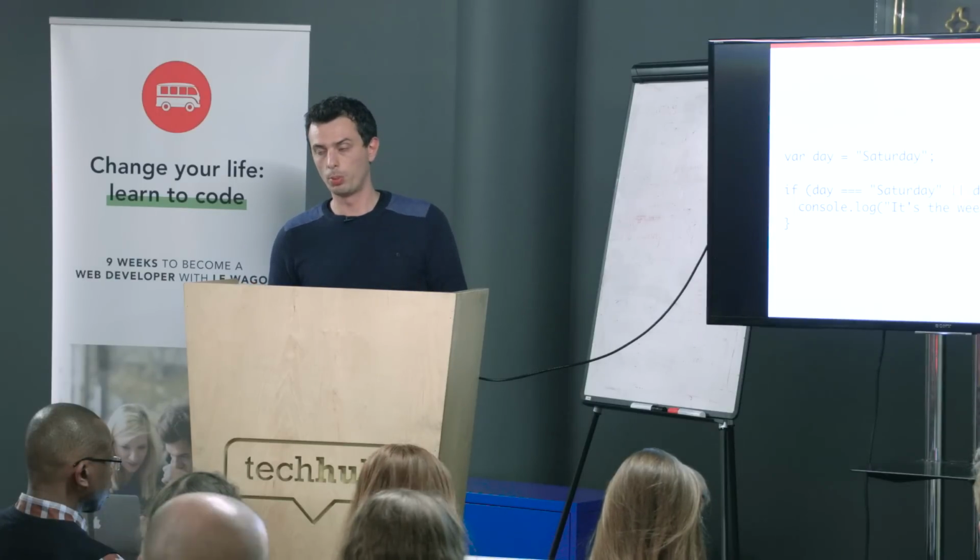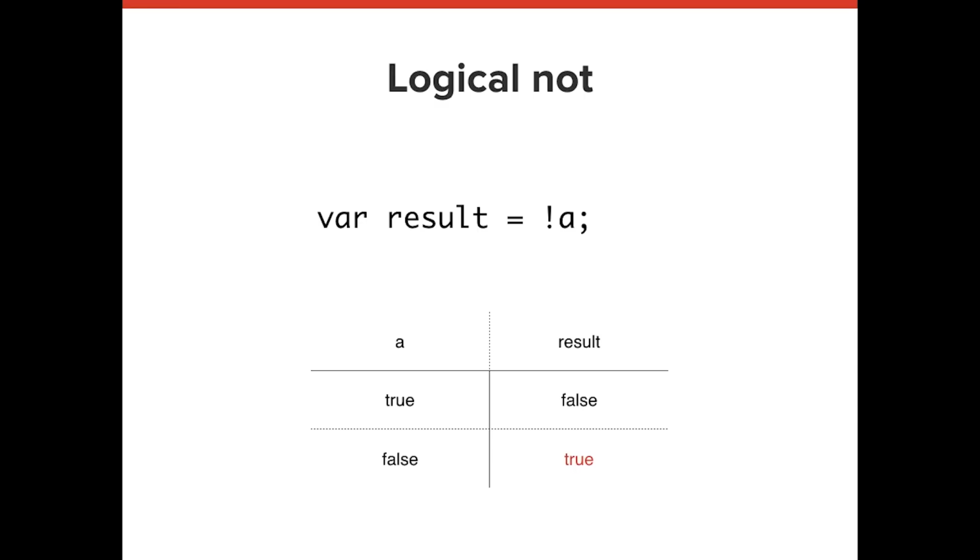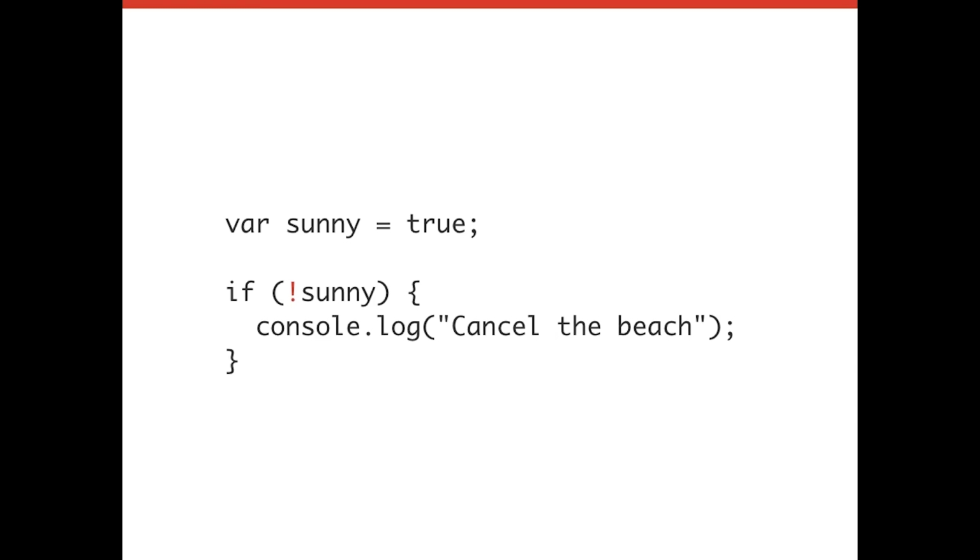And the third operator you need to know in the logic algebra is the logical NOT. Logical NOT is quite simple. It just takes the opposite of the value. So if A is true, then exclamation mark A is false. Okay? It's just the other way around. That way you can write code like that. Let's say you have a variable which stores sunny. If it's true, then you can write something like that. So if not sunny, you can print can't go to the beach.